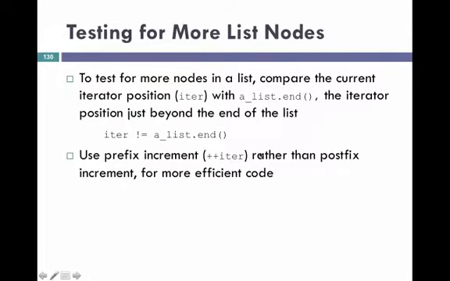Now, to test for more nodes in the list, we compare the current iterator position with the result of a call to end, and that's the iterator position just beyond the end of the list. And we have to say not equal to the end. We can't use, for instance, the less than operator. This is discussed in your book, because the items of the list don't have to be in order in memory. They can be randomly arranged in memory, so we can't compare the pointers. And the prefix plus plus iterator rather than the postfix increment is more efficient.